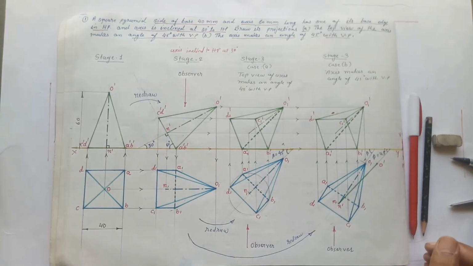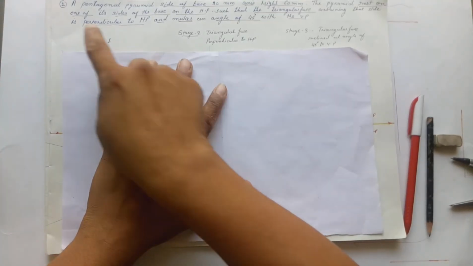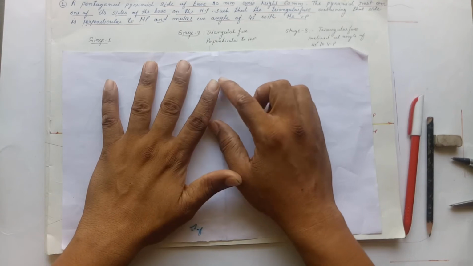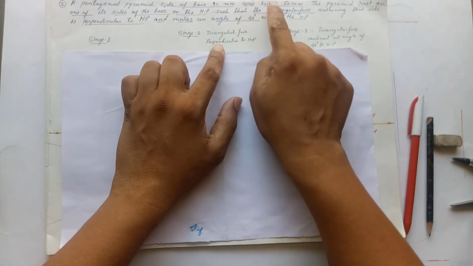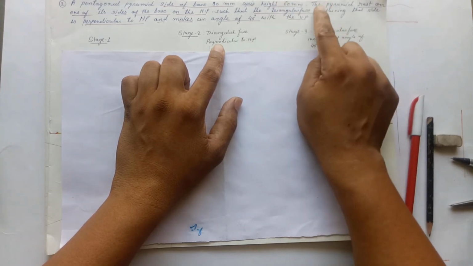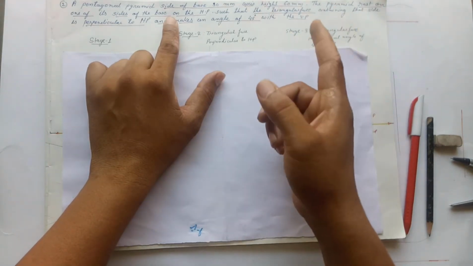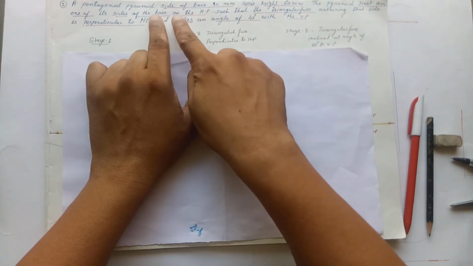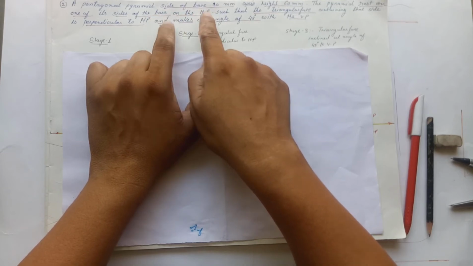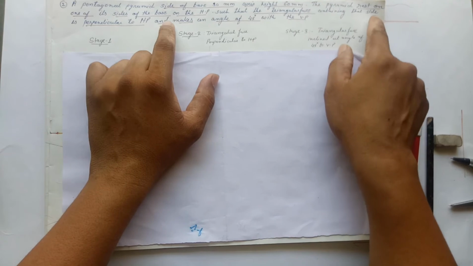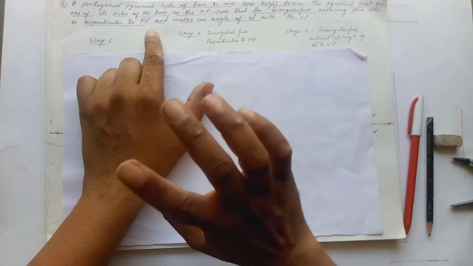So now let us do another problem. Here is the statement for the second problem. A pentagonal pyramid, side of base 30 mm and axis size 60 mm. The pyramid rests on one of the sides of its base on HP, such that the triangular face containing that side is perpendicular to HP and makes an angle of 45 degrees to VP.